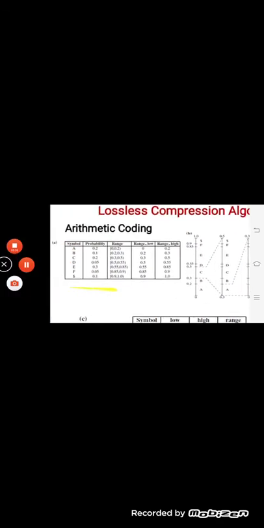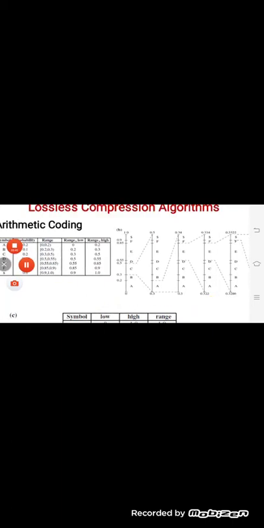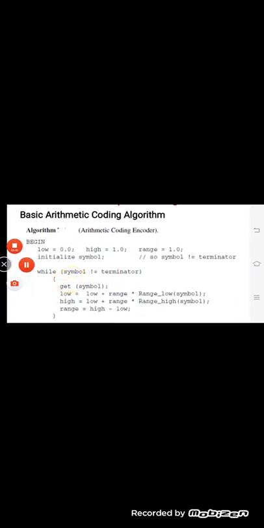The lower range for the symbol E needs to be defined. For that, let us dig out the probability for E. It is 0.3. Now, as per the algorithm that we have here, the new low value is equal to the earlier low value plus the range into the range low for that particular symbol.